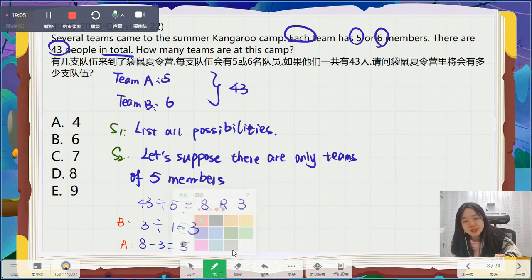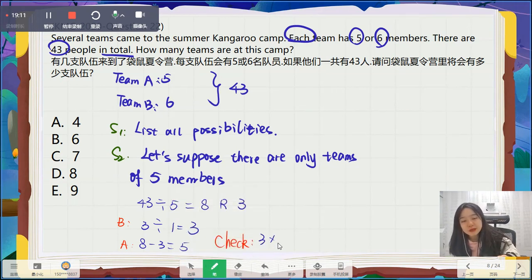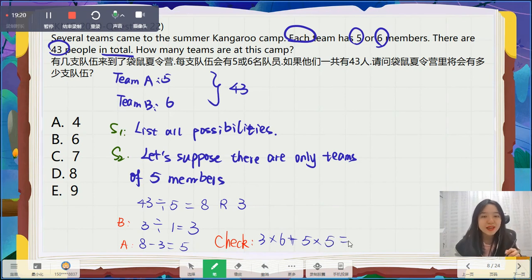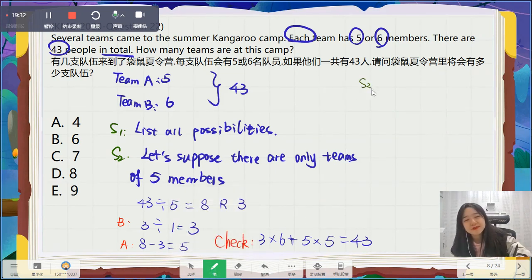Now, please remember to check if you get the correct answer, okay? So, 3 teams of 6 members and 5 teams that have 5 members. And if we add them together, we get exactly 43 members. That's why it's true. Okay, and this is called the assumption method. Also, you can use even another method to solve it.